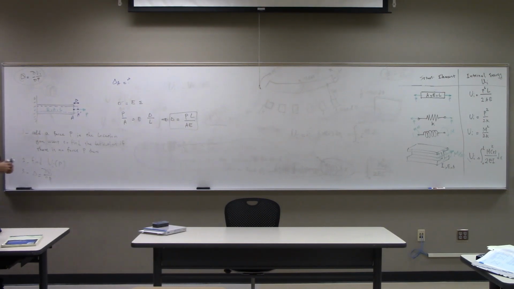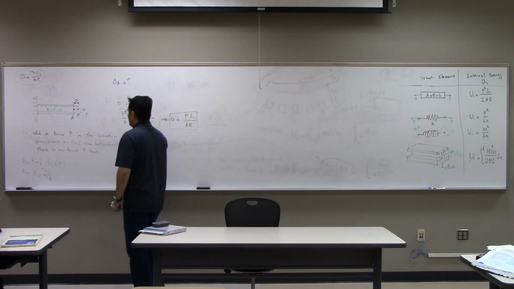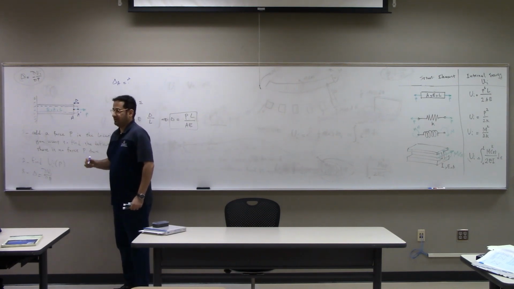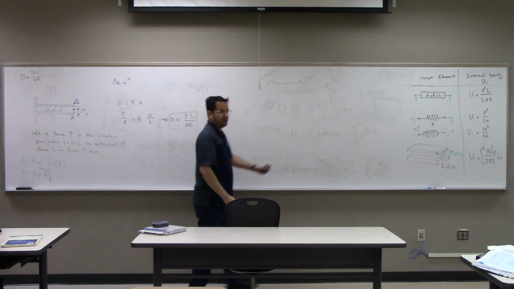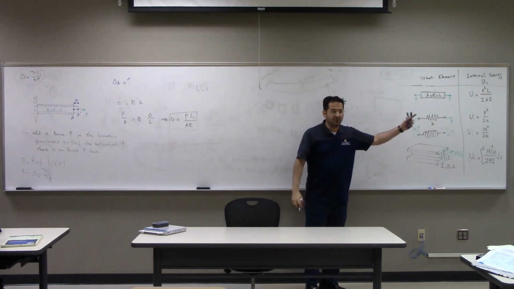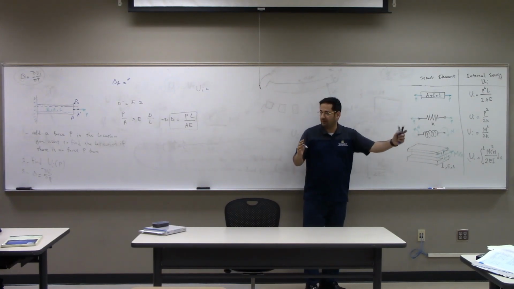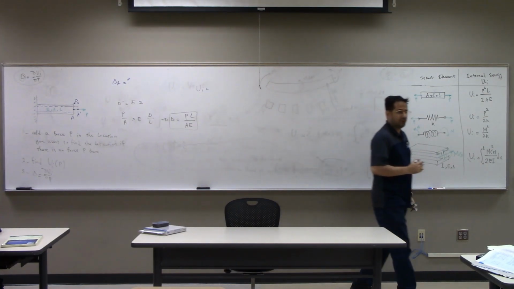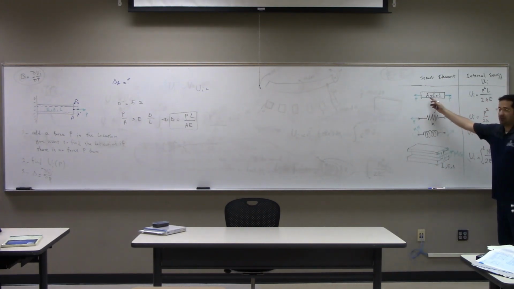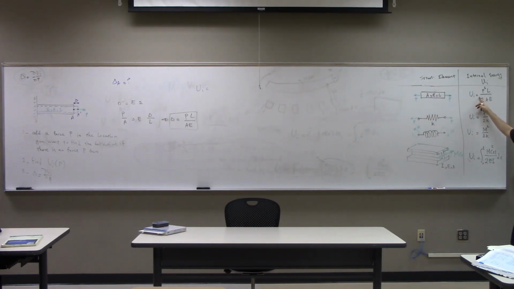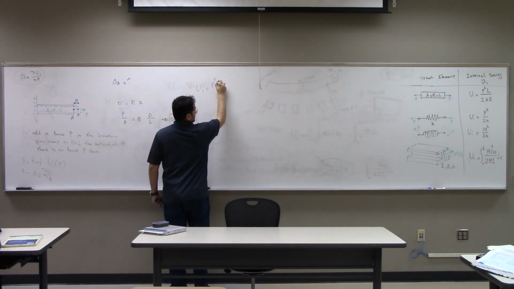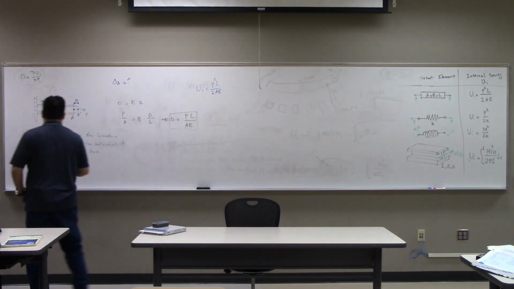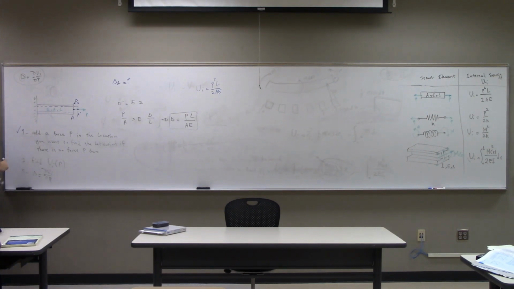So let's do it. What is the internal energy here if I have a force P here? Internal energy is equal to, I go to my table. In the test or exam, you have this in the appendix, on the last page. So you go to the table, what kind of element do I have? The bar. So the internal energy is P squared L over 2AE. So I already have step 1 done. Step 2.